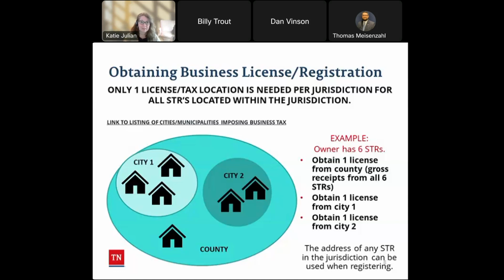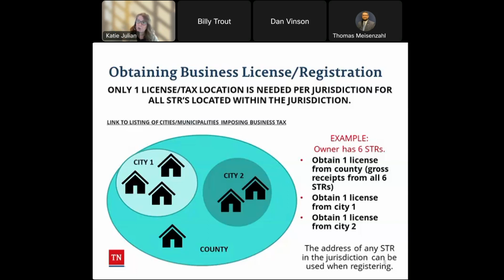Within that county, there might be some unincorporated parts. I see one little house, one little short-term rental that's located not within a city limit, otherwise known as a municipality, in the county. We've got 3 short-term rentals located over in city number 1, let's say Gatlinburg, and 2 over in city number 2, let's say that's Pigeon Forge. So this person owns 6 short-term rentals, all within the same county.